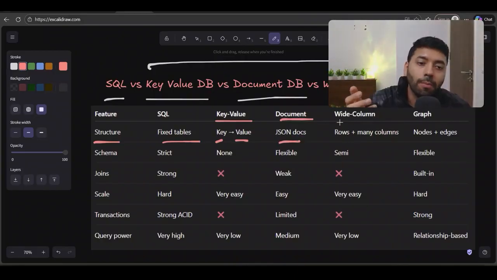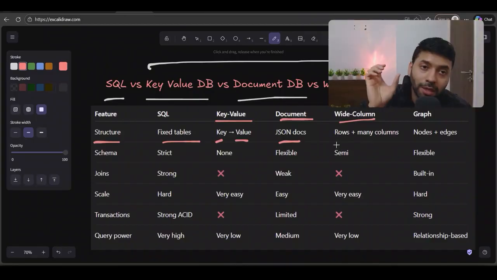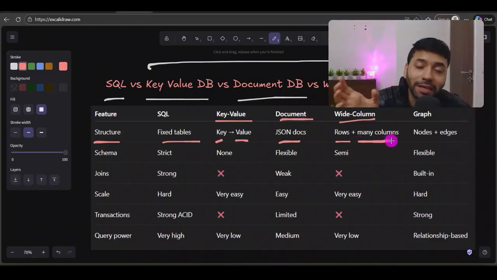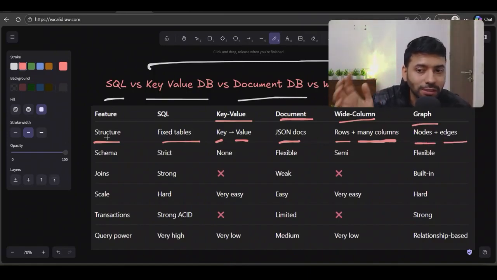Okay, when we talk about wide column database, we have rows. Generally we keep the row key, and corresponding to that you have many dynamic columns. It can go even into millions of columns. Okay, next we have the graph database. In this you have the nodes, edges, and the properties. So this is how all of these store the data, and you can clearly see there is a difference in how they store the data.